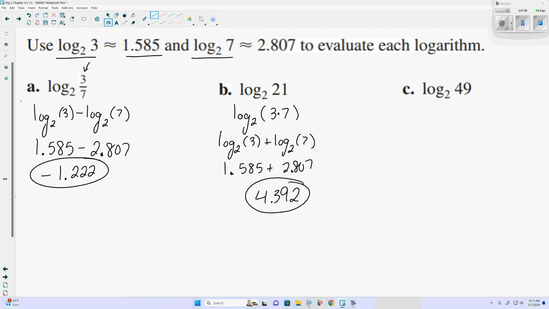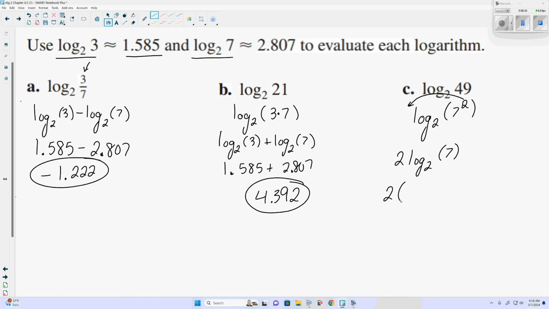And the last one we had is log base 2 of 49. Seven squared, yes? Is our 49. Well, according to our exponent property, we put the 2 in front of it, telling us that we have 2 times log base 2 of 7. And it might be tempting to just say the 2 and log base 2 cancel out. They don't, because we're just saying we have it twice.